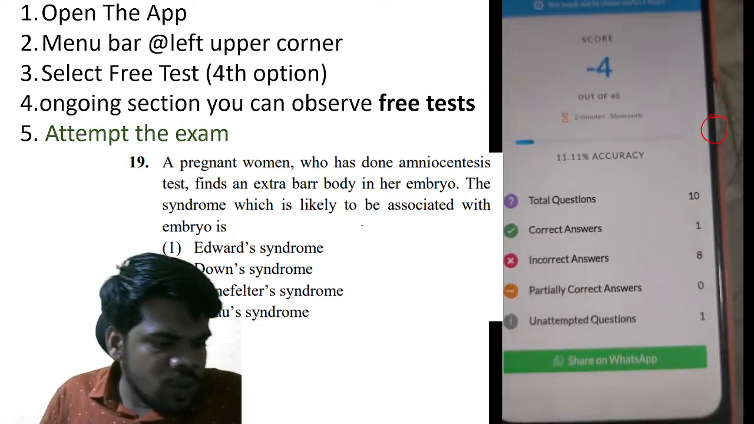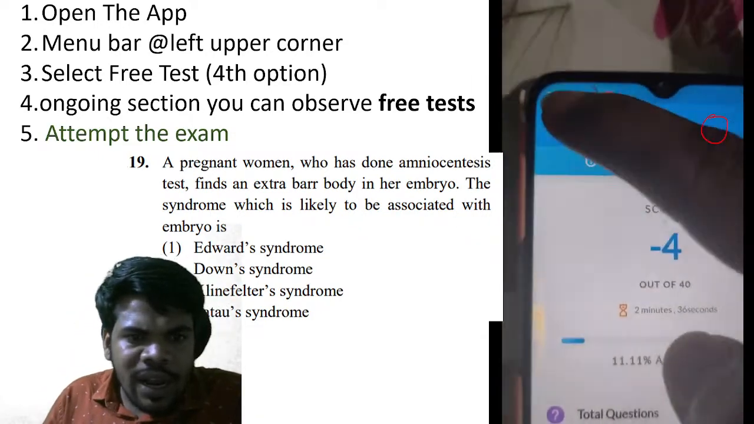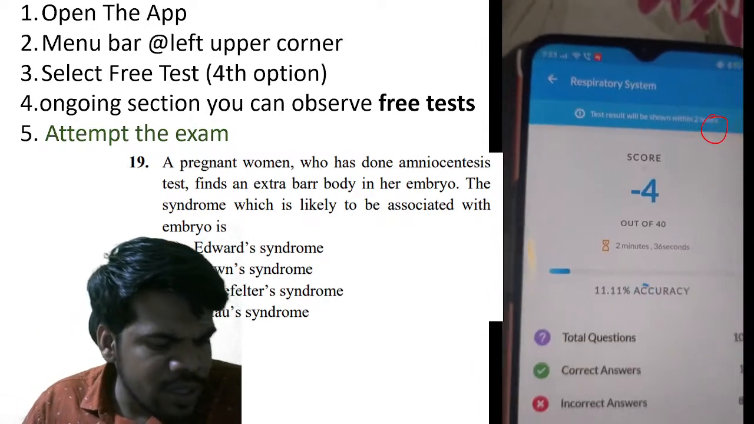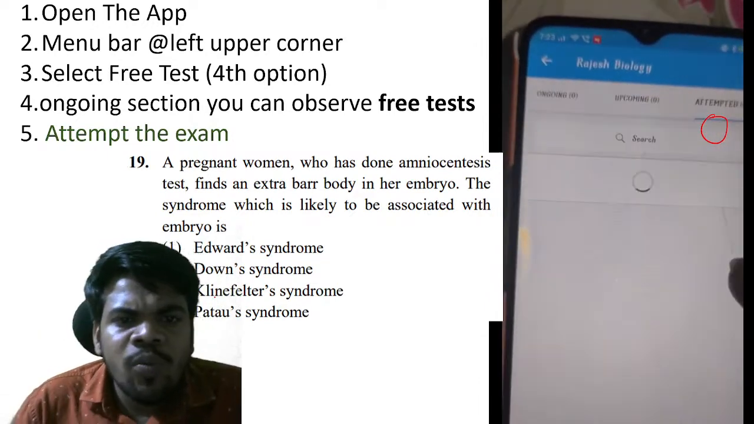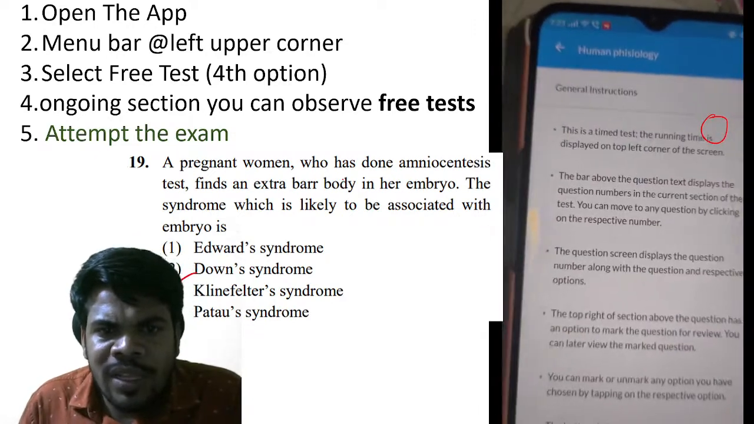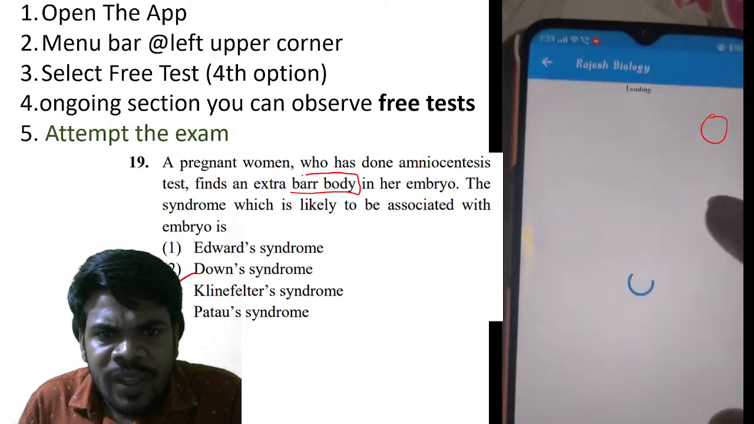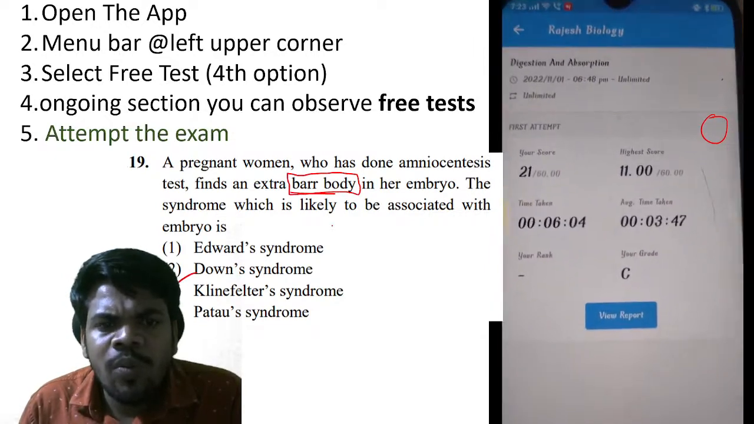Now come to the 19th question. The right answer is Klinefelter syndrome. Very good. Who says? Nobody gave the answer for this. Down syndrome is not. Bar body means the extra X chromosome is converted into the bar body. Extra X chromosome converted into bar body.